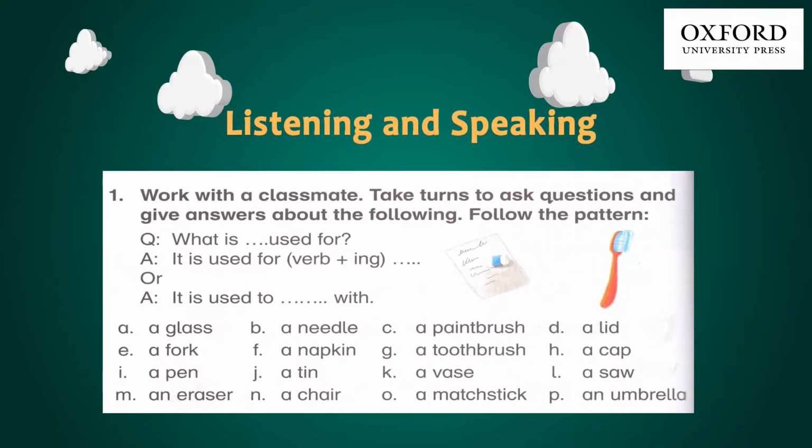This is an example from the book where the students have to work with a classmate and take turns to ask questions and give answers about the following items given at the bottom. They have to follow the pattern given. For example, one student asks the other, "What is a glass used for?" And he or she replies, "It is used for drinking," or "It is used to drink with."